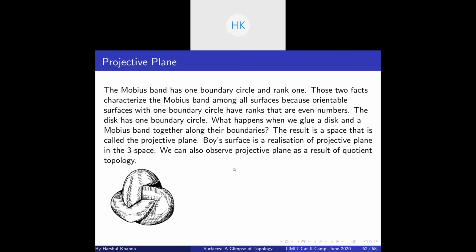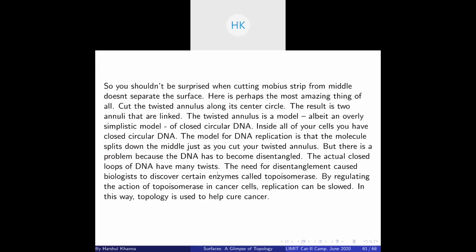The need for this disentanglement caused biologists to discover certain enzymes called topoisomerase. Topoisomerase basically controls the topology of the DNA, the annulus with many twists in it. By regulating the action of topoisomerase in cancer cells, replication of cancer cells can be slowed. So in this way, topology is used to help cure cancer. That's a very fascinating fact to me.